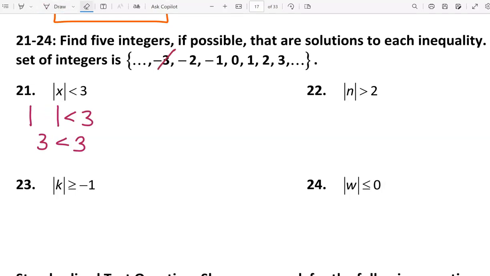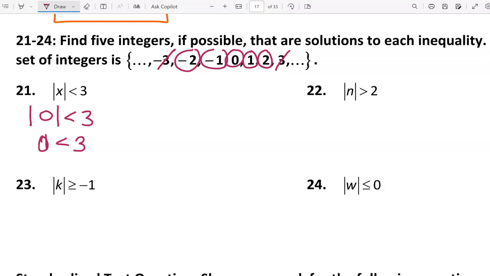What if we used the number negative 2? That would give us 2 is less than 3. Hey, that's a solution. If we use the number negative 1, that would give us 1 is less than 3. That's also a solution. If we used the number 0, that would give us 0 is less than 3. Hey, that's a solution. In fact, 1 and 2 are also solutions.